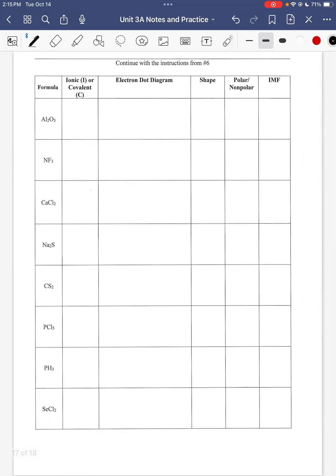Next page, Al2O3 is going to be an ionic solid because Al is a metal and oxygen is a nonmetal. So here I'll draw my aluminum with its 3 valence electrons. I'll draw 2 of them because that subscript there refers to how many there are. I'll have 3 oxygens, each with 6 valence electrons.